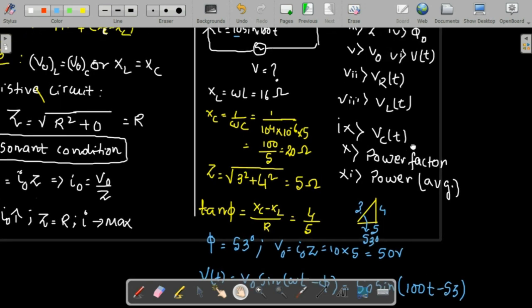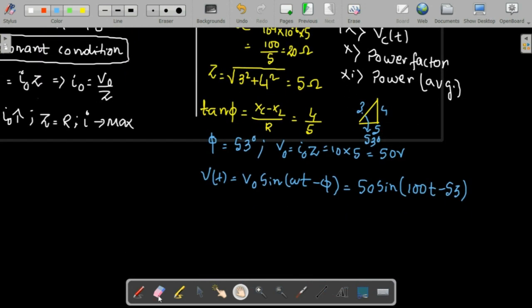V naught is already done. Then you have to find out what is VR, VL, and VC. That's quite simple because when we're talking about VR, that means we are not considering the capacitive and the inductance. So this will actually remain as V naught sine of omega t, right? So that will be 50 sine of 100t.